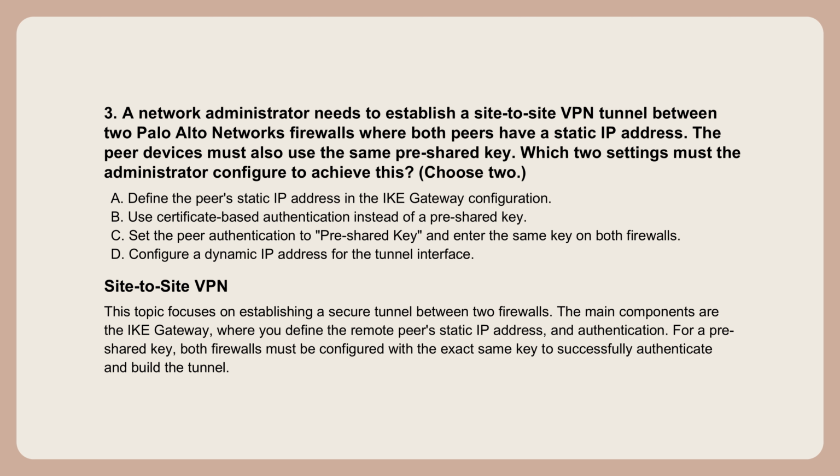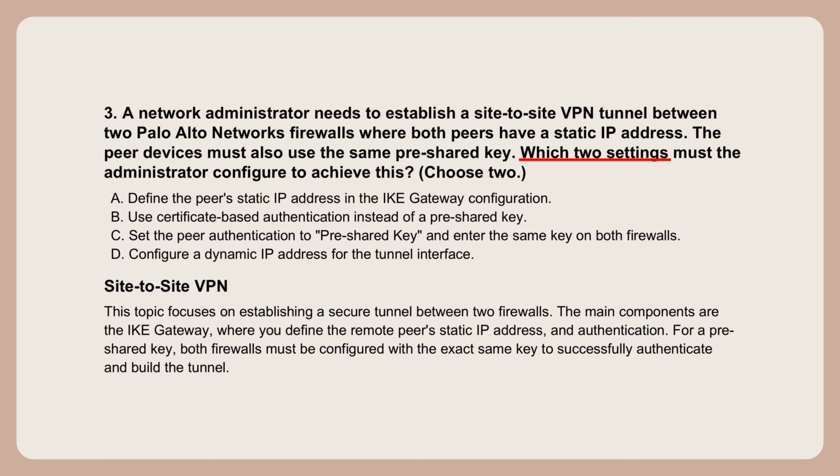Simple setup. Both ends have a static IP address, and they have to use the same pre-shared key for authentication. The question is asking for the two absolute essential settings needed to get this tunnel up and running. What are they? For this kind of basic, common VPN setup, static IPs and pre-shared key, these two settings are the foundation.